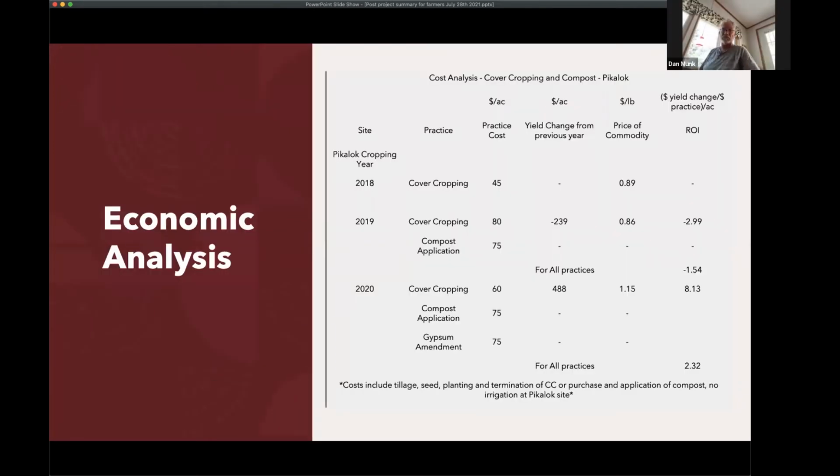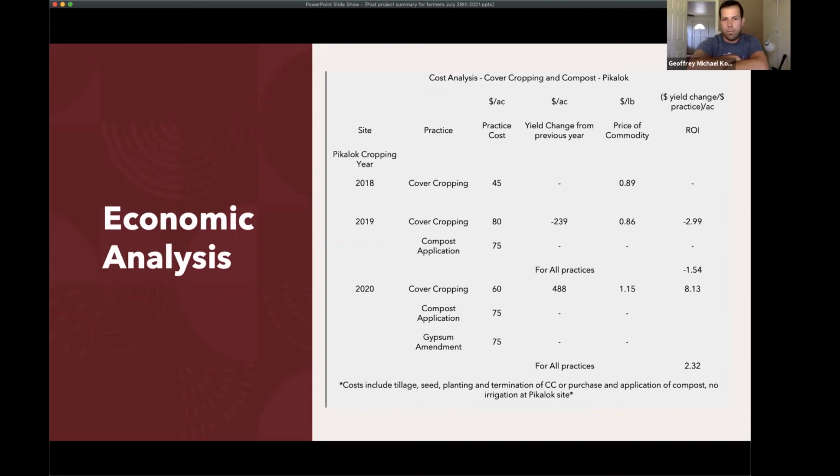Right, economic analysis. There are a lot of numbers here. Basically, I had a couple of meetings with Gary and put some numbers in here about the costs of practices, the yield change, and the price of the commodity, which is cotton in this case. The return on investment is just the dollar yield change over the price of the practice per acre. Some of it is cost on the left, but this is mostly driven by the price of the commodity.